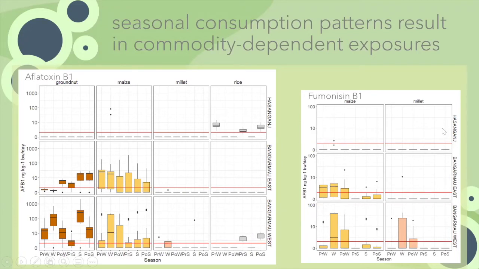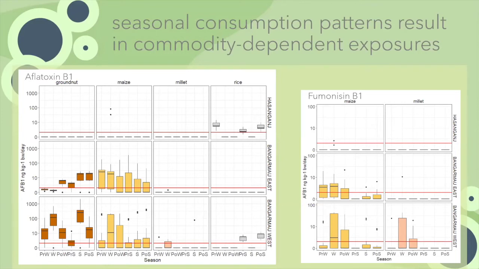Those same trends are echoed in fumonisin B1 here on the right-hand side, where in Hasanganj, there was really very little dietary fumonisin exposure because of the low consumption of maize and millet in this environment. But in Bangarmao, we did see concerning levels of dietary fumonisin exposure. In some seasons, these levels exceeded the tolerable daily intake level indicated by the red line. And so we were able to see that exposures in the diet to these toxins are commodity dependent and season specific.